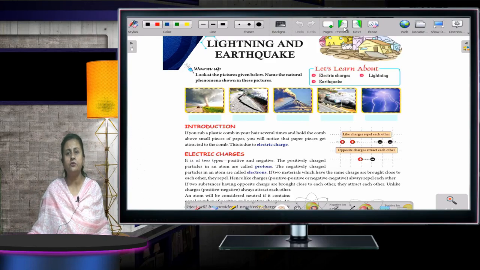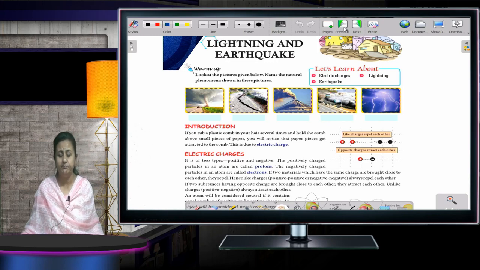As you can see on your screens, the chapter is Lightning and Earthquake. Okay, so let's start the chapter. We'll start with electric charges.